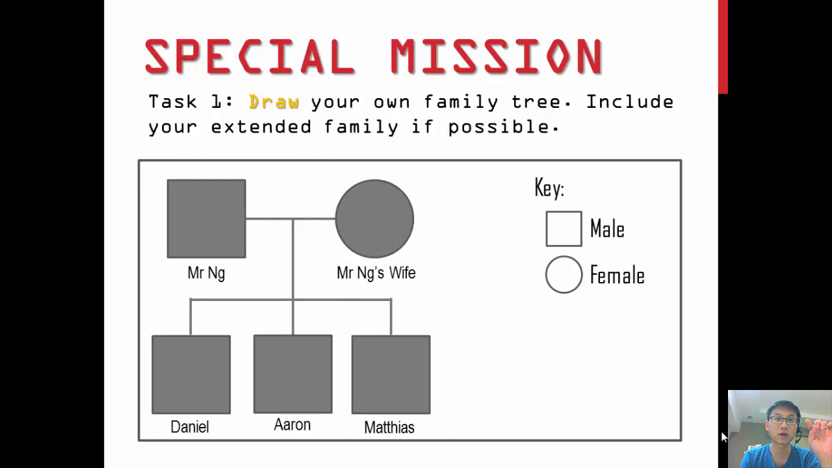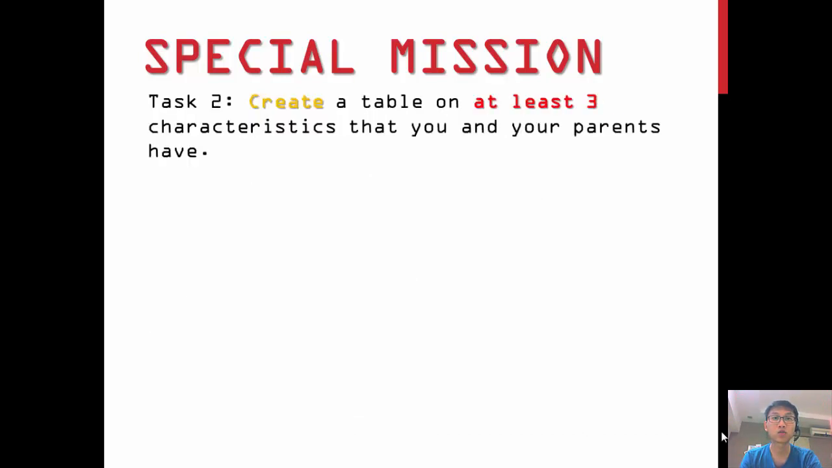All right, so this is how a family tree looks like. And this is an example of my family tree. So no need for pictures, you just have to include the names. Now include a key as well to indicate which is male and which represents female. So this is task one. Easy, right? Now, task two is you are supposed to create a table. I'll show you an example later on of at least three characteristics that you and your parents have.